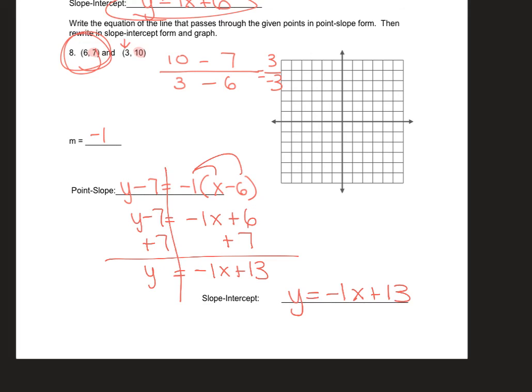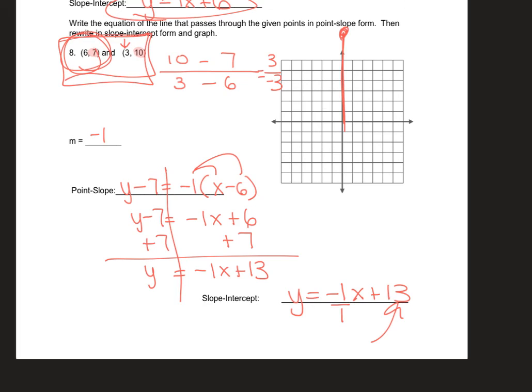Now this is where it helps to have a slope as a fraction, because I should really have -1 over 1 so that I have a rise and a run. Couple things. I can't graph this off of my slope and my y-intercept with this 13 because my graph doesn't go up to it. It would be up here somewhere. But I can graph this off of those 2 points.